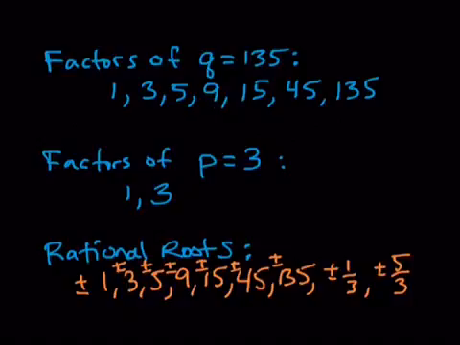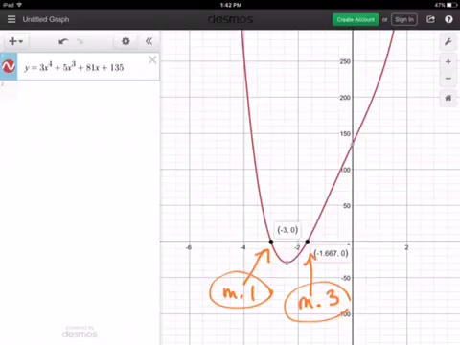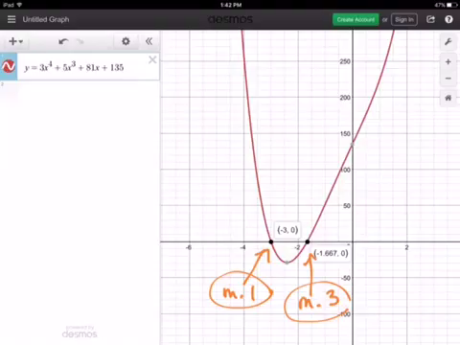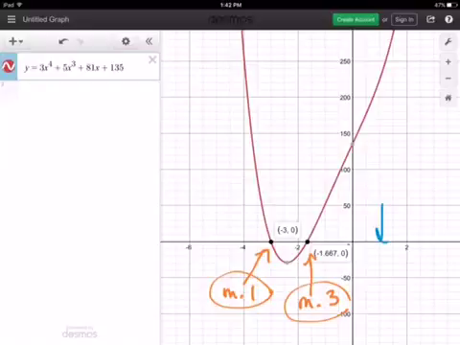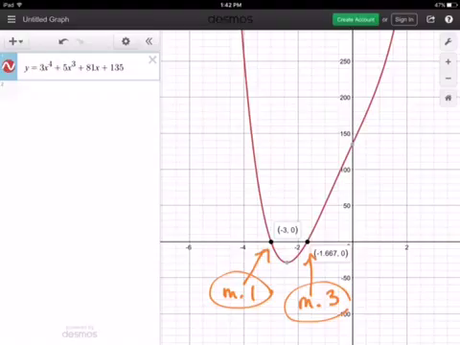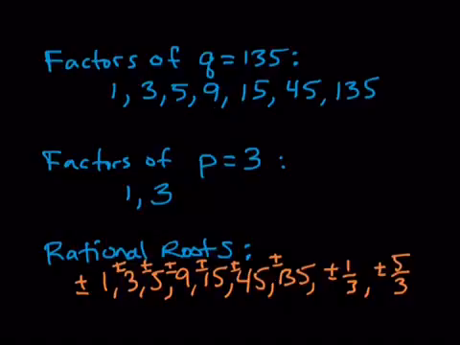Now I want to use this information combined with the graph to try to figure out which of those options this could be. For example, based on the graph, even though 5 is a possibility, my graph doesn't cross over here at 5. And even though 1 is a possibility, the graph doesn't cross at 1, so 1 is not a root. Now there are two that do work. We can see one at -3. So one of the rational roots is probably -3.